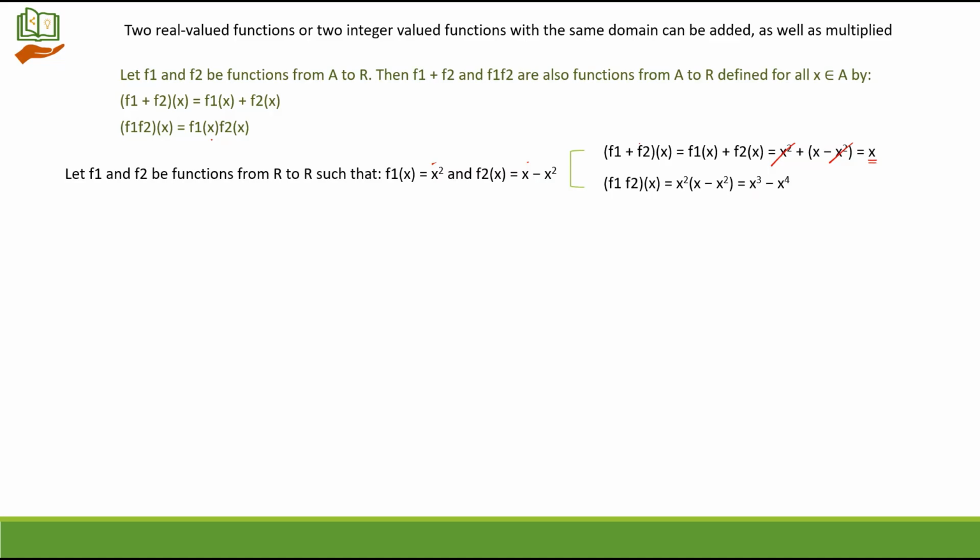What about f1 into f2? X square into x minus x square. So x square into x is x cube. X square into x square is x power 4, and since we have a minus we retain it as it is. So this will be the product of f1 and f2.